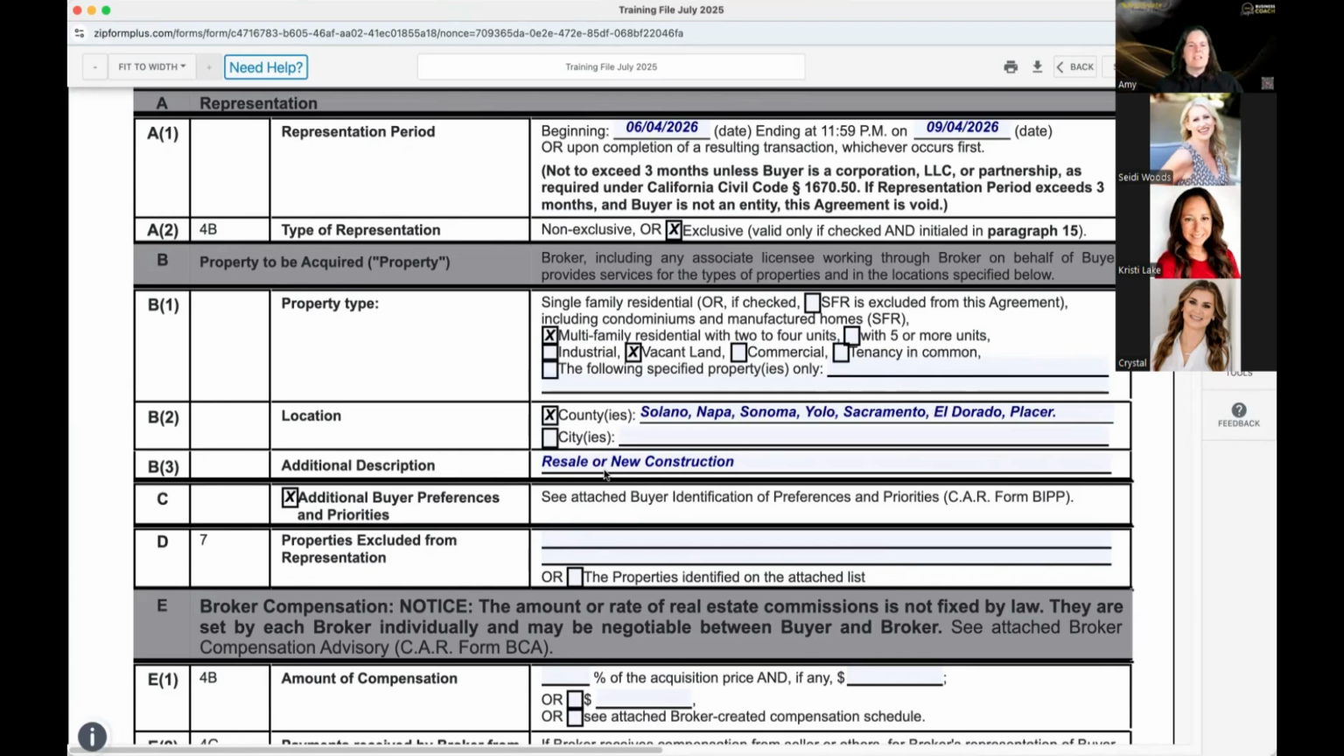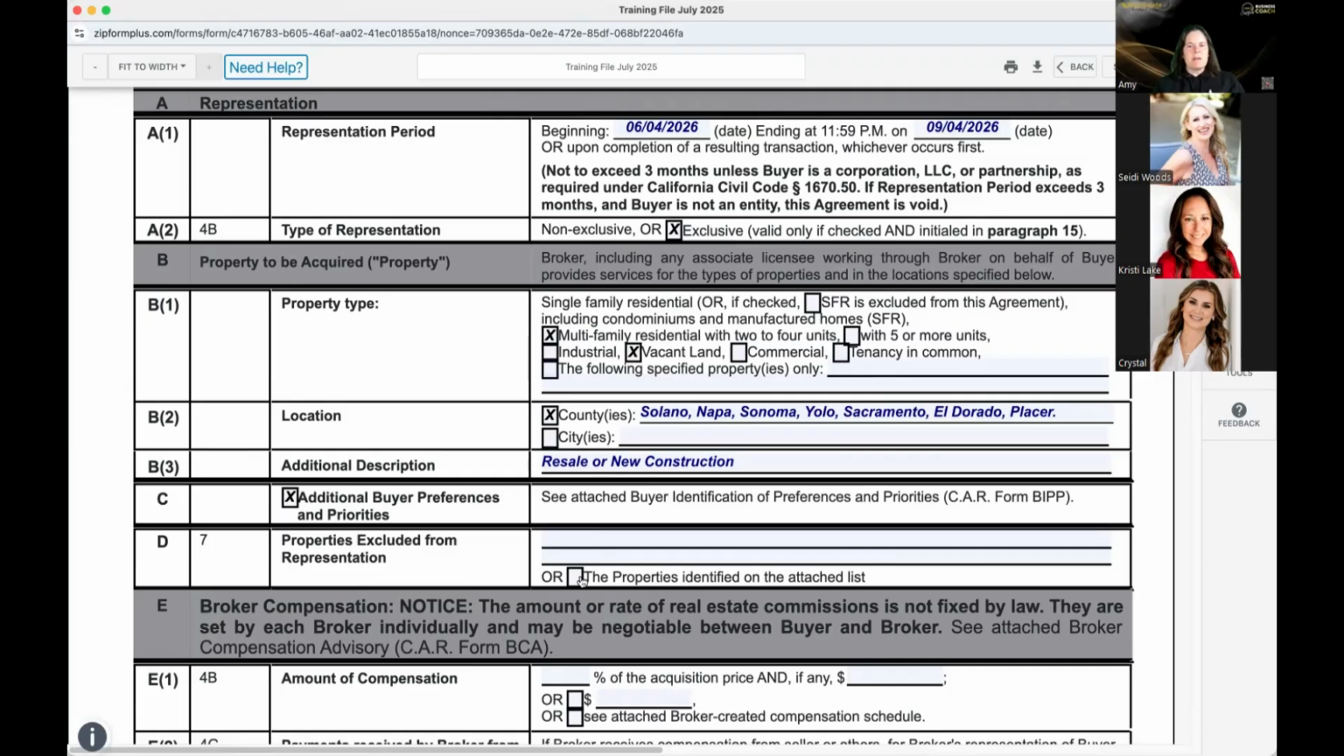I like to check this box that we're going to include this because part of my buyer consultation is sitting down with that buyer, understanding specifically what it is that they want in a property. Do they want a pool? Is the yard important? What about updates, or are they willing to do some work? How many bedrooms and bathrooms? All of that is going to be found on the BIPP form. So I like that BIPP form.